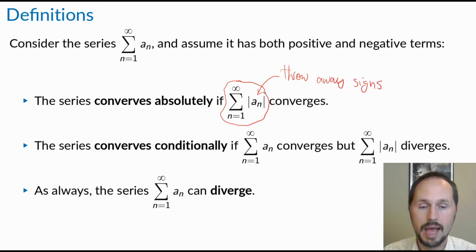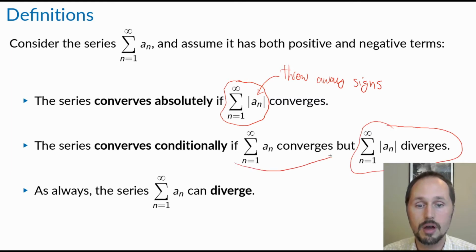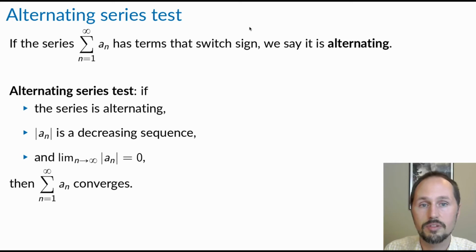And then, having thrown away the signs, if this thing converges, we say it converges absolutely. Now, if this series with the absolute values diverges, but the series itself converges, we say that it converges conditionally. And then, there are plenty of examples where the series itself diverges. Okay, so how do we figure out that a series converges if it does not converge absolutely?